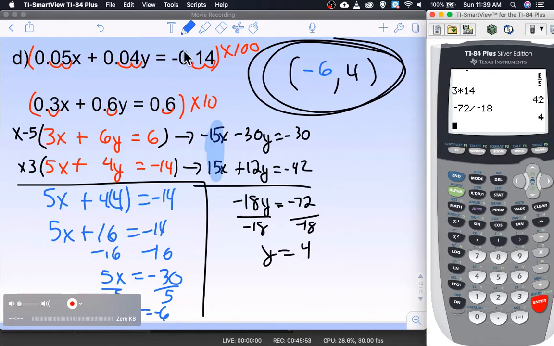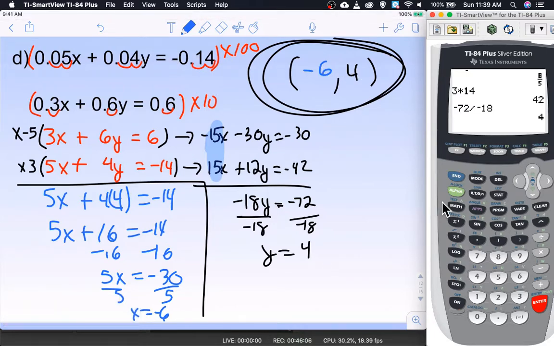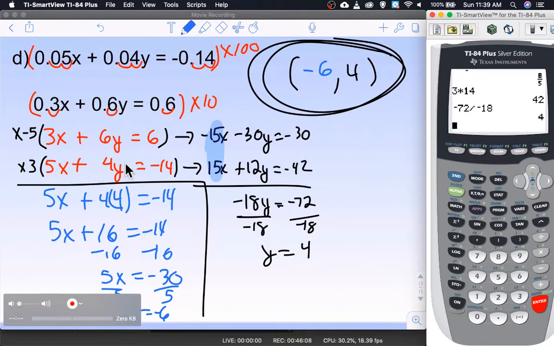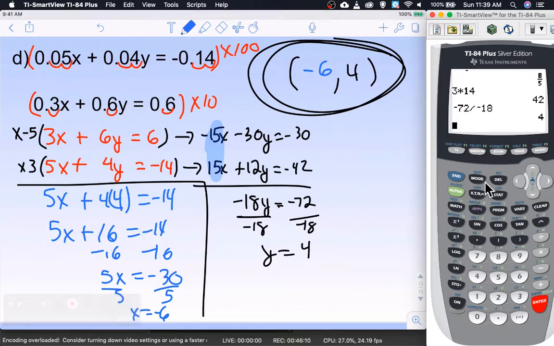You multiply the whole equation by a power of 10. You have to move the decimals the same number of places in each of the numbers. So you move it as many times as you need to make them have no decimals. And then once you have a system of equations with no decimals, you just go through and solve like normal.